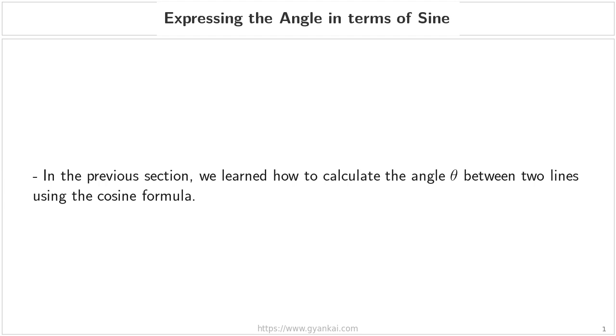Welcome, everyone. Let's begin our new session on expressing the angle in terms of sine. Now, if you recall from our previous lesson, we focused on how to calculate the angle theta between two lines using the cosine formula. That method is very reliable, but it isn't always the most efficient tool for every job.